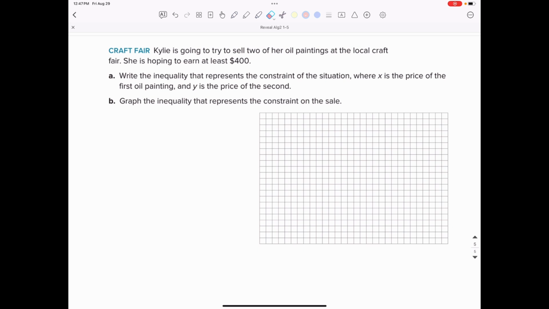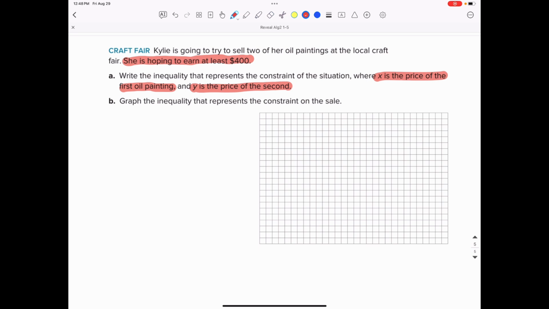Okay, so let's look at what she's trying to accomplish. She wants to earn at least $400, and they have defined X as the price of the first oil painting and Y as the price of the second. So in order to write an inequality, we need to figure out how we can use X and Y to describe how much money she's going to earn. The total she earns will be the price of the first painting plus the price of the second painting.